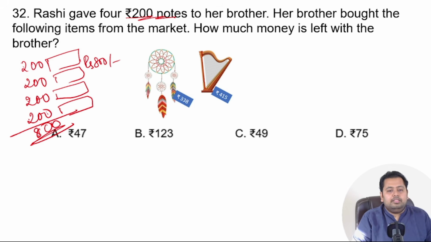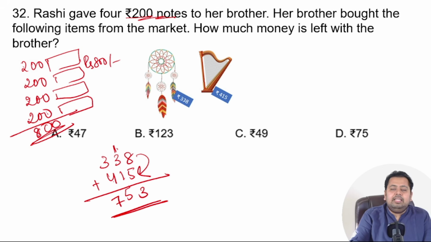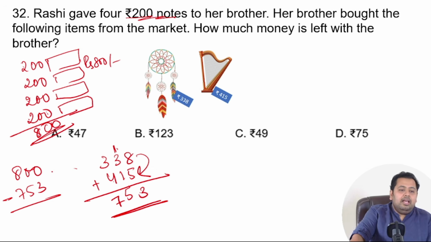Now, her brother bought two items, and the cost of the two items are 338 and 415. So if you add it, 8 plus 5 is 13, 1 carries over, 3 plus 4, 1 plus 1 is 5, and 3 plus 4 is 7, right? So he spends 753 rupees.